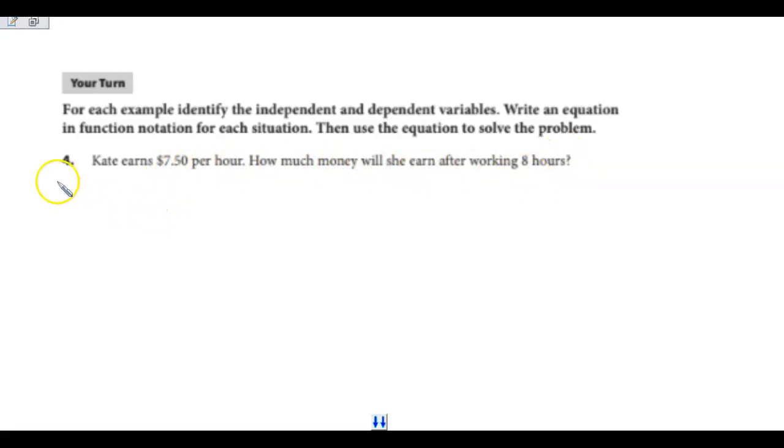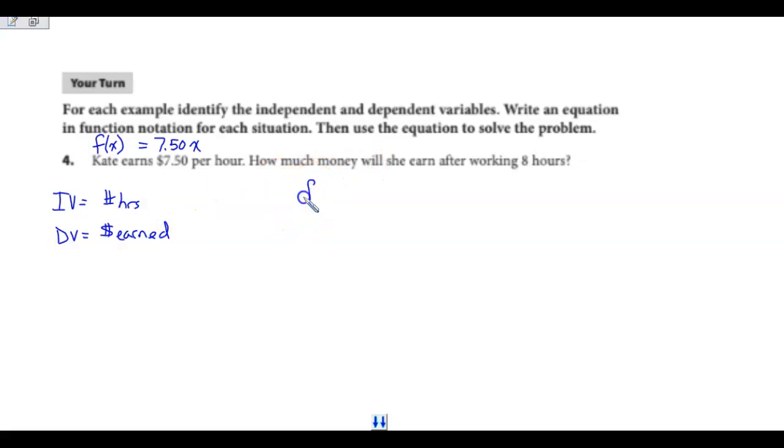So I have to look for my independent variable and my dependent variable. My independent is the number of hours that she's working. The dependent is her money earned. So I've got my independent variable and my dependent variable. So this is my function of x. That's my dependent. It's going to be $7.50 per hour. And I'm going to use x for hours.